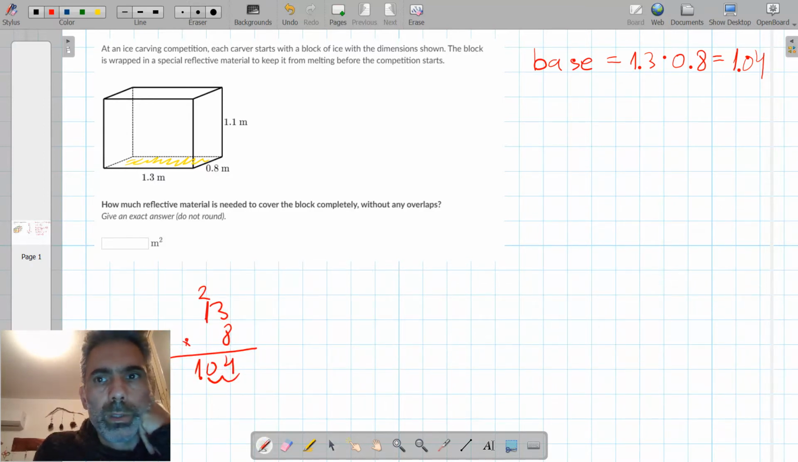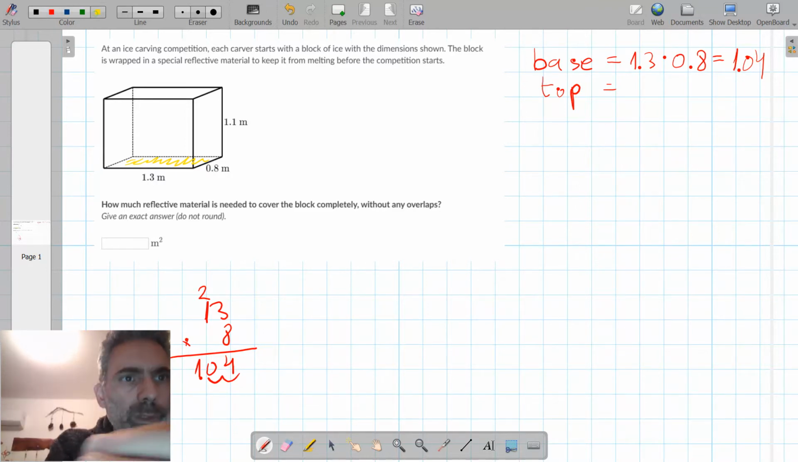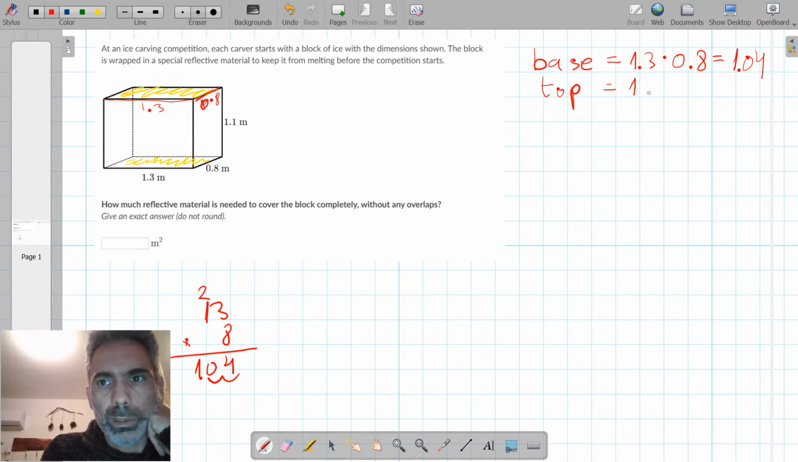Okay, so the base has the same area as the top face. Okay, the top face here has the same dimensions as the base, the bottom face, which is 1.3. This is also 1.3. This is also 0.8. So the top has the same area as the bottom, which is 1.04.